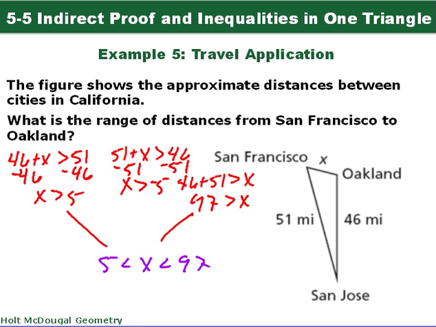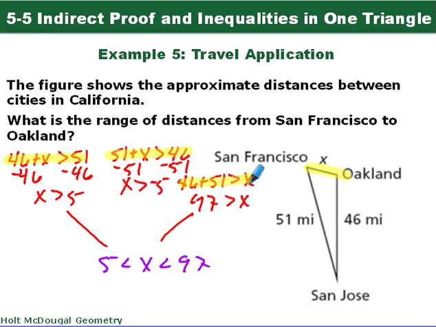This has a picture of a triangle showing distances from Oakland to San Jose to San Francisco. They want to know the range of distances from San Francisco to Oakland, so they want to know what possible values for x would be. We set up our triangle inequalities. 46 plus x has to be greater than 51. 51 plus x has to be greater than 46. And 46 plus 51 has to be greater than x.